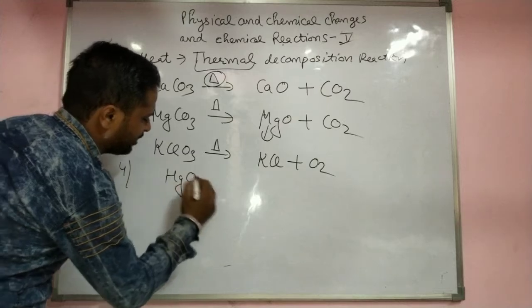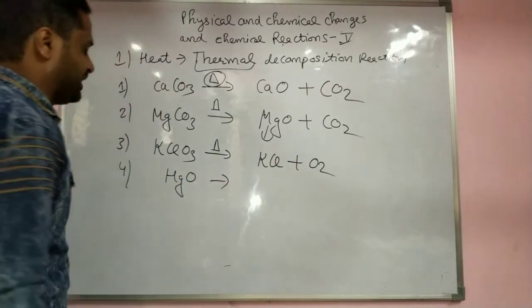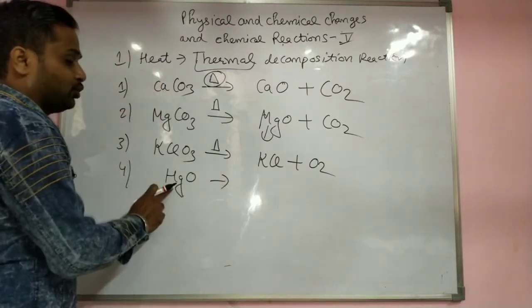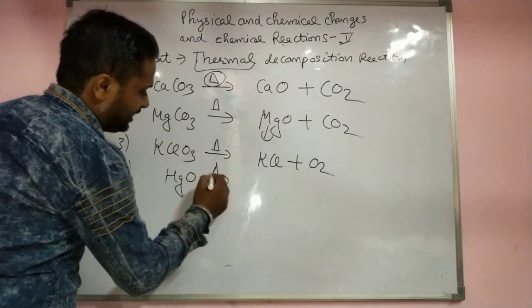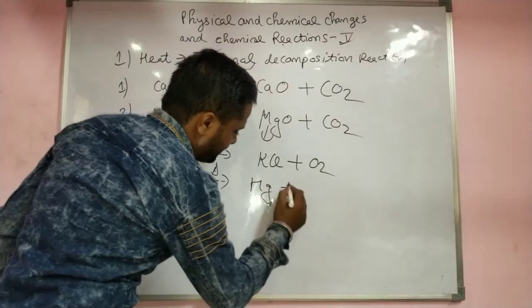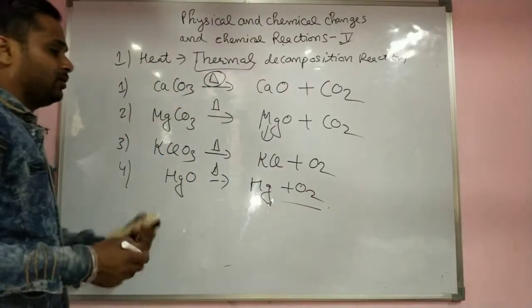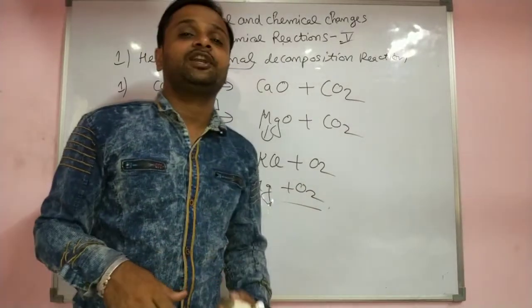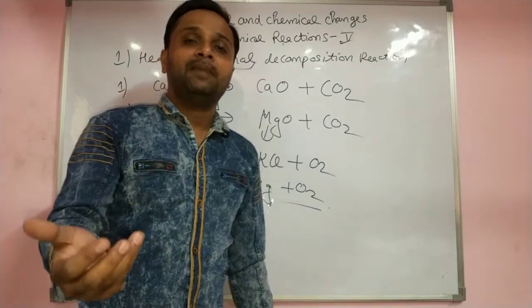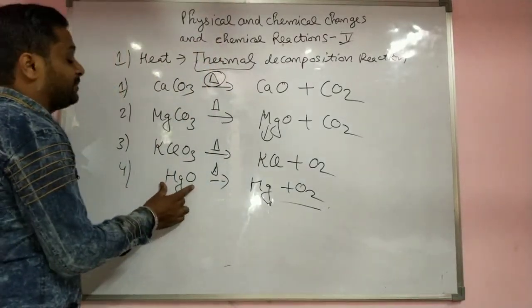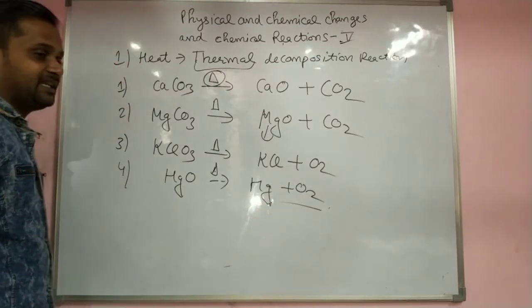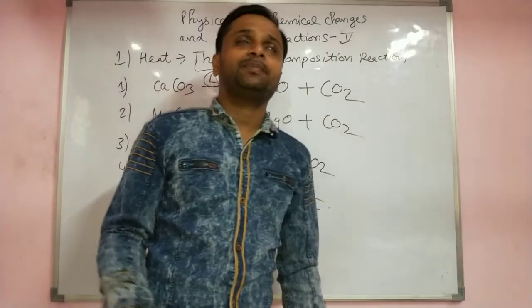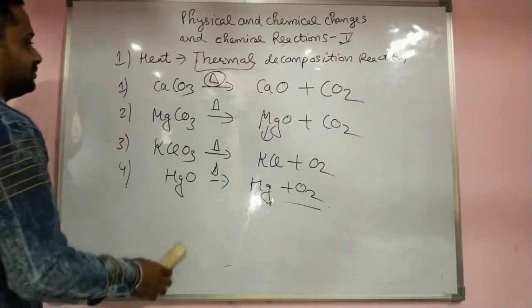Another example, mercuric oxide. When you heat it, it gives Hg plus O2. When a metal combines with oxygen, as already told, it gives the metal oxide. But when you break the metal oxide, it again gives the metal plus oxygen. There are a lot of examples for the decomposition reaction.